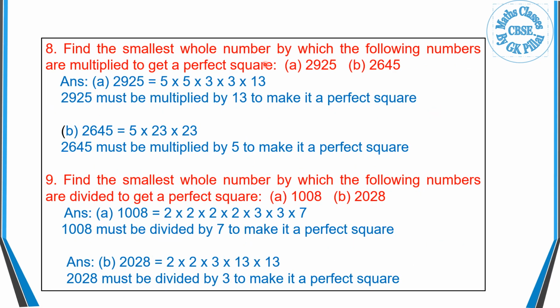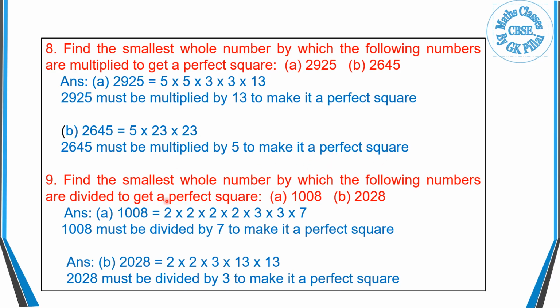Let me continue with the practice questions. Find the smallest whole number by which the following numbers are multiplied to get a perfect square number: 2925 and 2645. When you prime factorize 2925, you get this many numbers. 13 is not in pairs, so 2925 must be multiplied by 13 to make it a perfect square. You don't have to multiply and show. 2645, by prime factorization we get 5 into 23 into 23. So naturally 2645 must be multiplied by 5 to make it a perfect square.